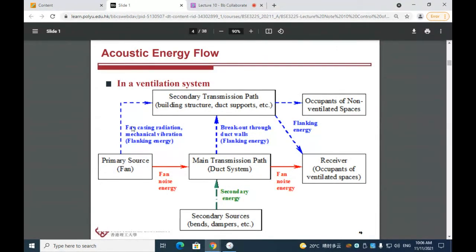It will also take the secondary transmission path to building structure, duct supports, etc. through fan casing radiation, mechanical vibration, or flanking energy, as shown here. Okay, and all the secondary transmission paths through building structure and duct supports will be transported to occupants of the non-ventilated spaces and also occupants of the ventilated spaces.